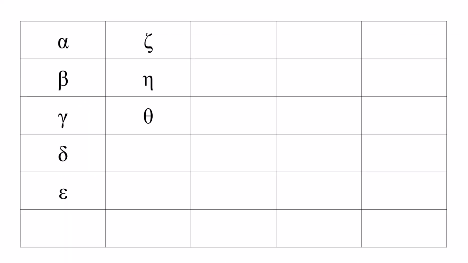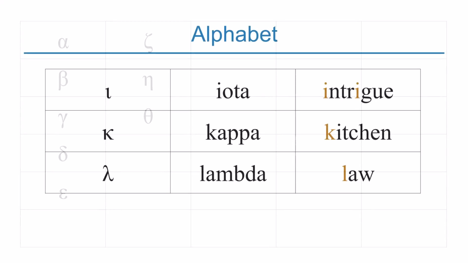And these are the letters that I've looked at so far. We have looked at alpha, beta, gamma, delta, epsilon, zeta, eta, theta. Let's look at some more Greek alphabetical letters. Our next set of 3 are these. The first one is iota, and this is similar to the English I. It has the sound I as in the word intrigue.